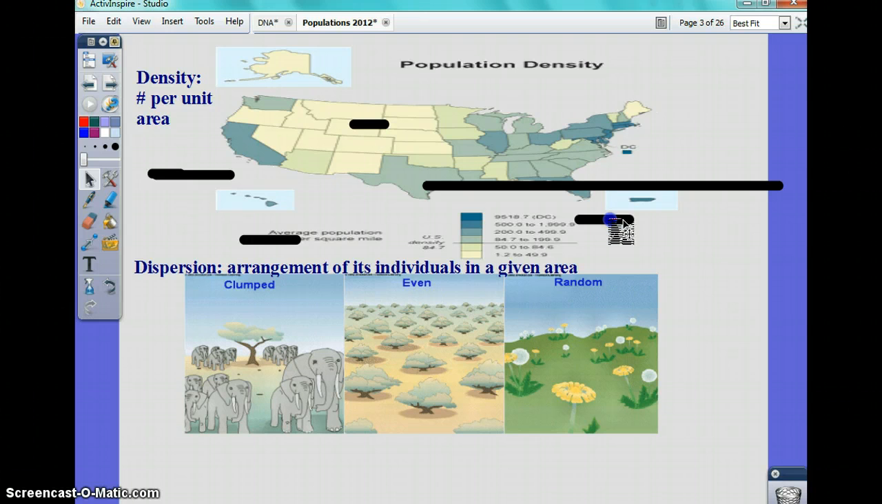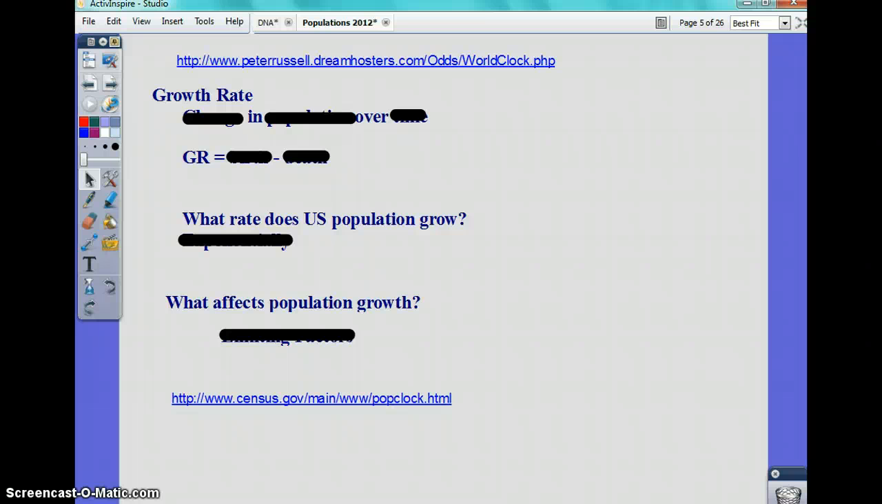So which one do you think is the best for survival? Clumped. They work together in groups. They have a better chance of survival and of defending themselves. They share their food because they guide each other. So clumped is the best. And there's many different ways to calculate a growing population. It depends on what you're looking to calculate.